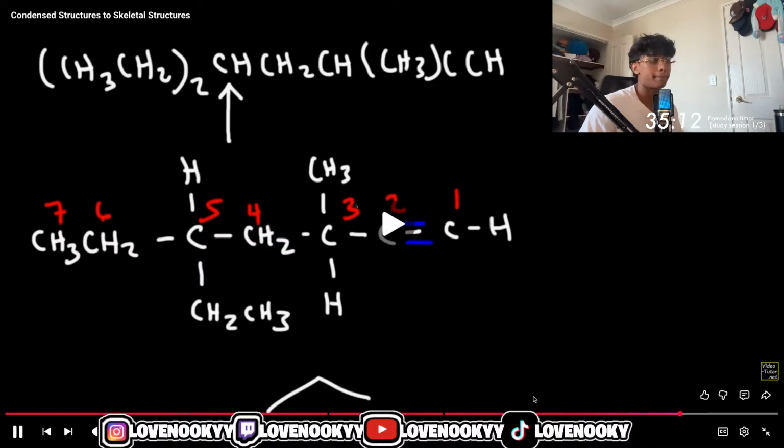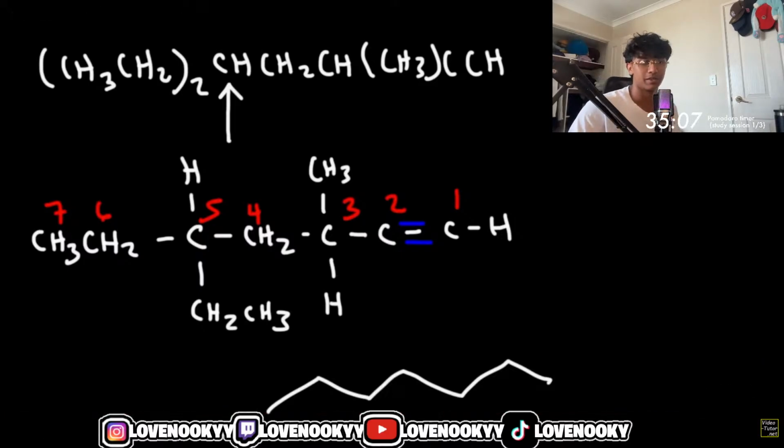Alright, 3, 4, 5, 6, 7. Just watch and learn. Now we're going with alkynes. We need to draw a straight structure because alkynes tend to be straight.